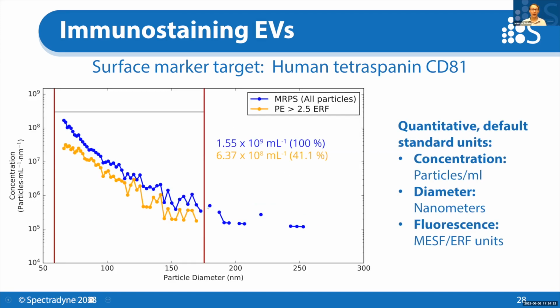Also, as before, we can plot the concentration of the subpopulation as a function of size. So here we're showing the total population of particles in dark blue, as well as the distribution of sizes of particles that are PE fluorescent positive, and be quantitative about the amount of fluorescent particles in the sample this way. So these are quantitative measurements with standard units, right? The concentrations in particles per mL, diameters in nanometers, and fluorescence in real translatable units of MESF or ERF units, depending on the fluorochromes being used.